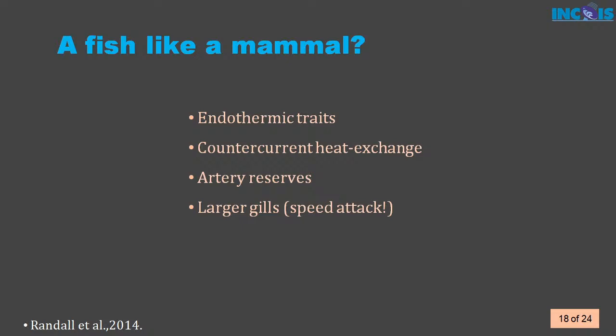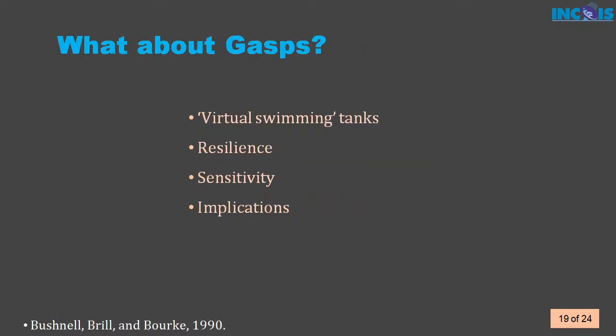And they are totally custom made for fast and surprising attacks, including large artery reserves and larger gills, so that they simply need a shot of oxygen, then immediately they can shoot their speed, and then they can just hunt even in clear water. On the other hand, when it comes to oxygen tolerance limits, from the evolutionary traits we expect that they will be able to survive in low oxygen waters very, very long.